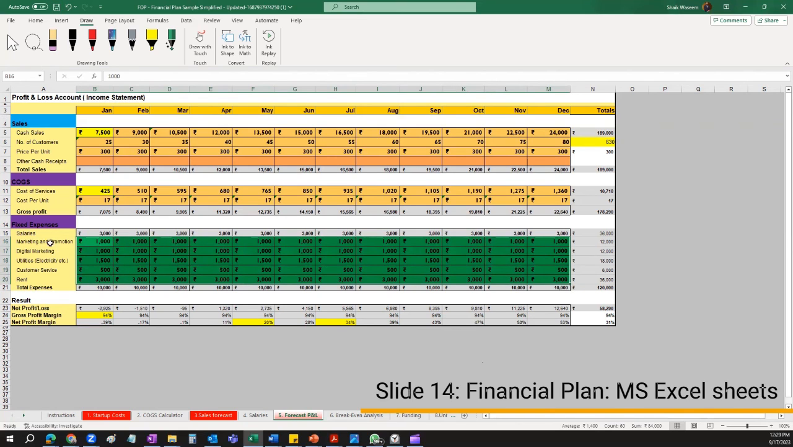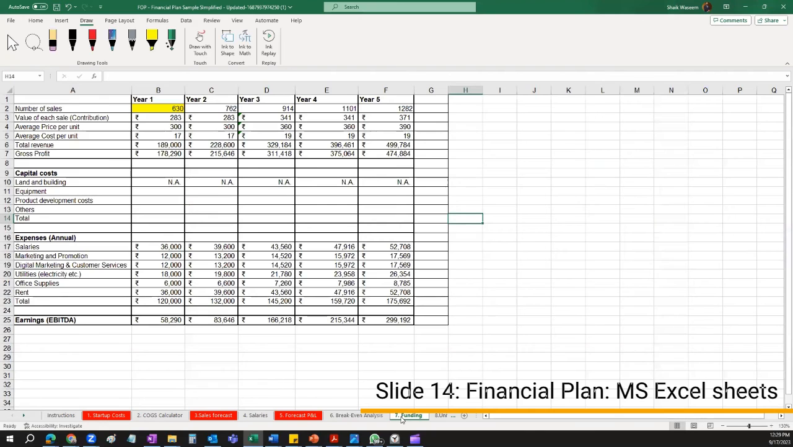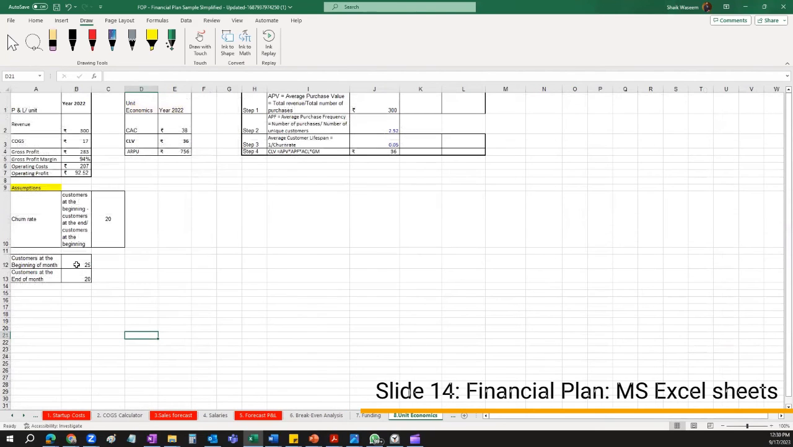You can see the marketing and promotion, digital marketing, utilities, and the other types of fixed expenses. After the P&L, we can see that the break-even analysis and funding plan is already calculated. We can go to the unit economics to set the customers at the beginning of the month and customers at the end of the month to calculate the churn rate. I have set 25 as the customers at the beginning and 20 at the end, and my churn rate is 20%. So all these sheets compile the financial plan.